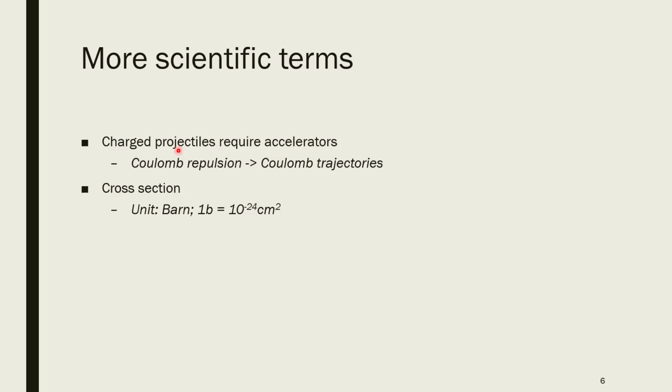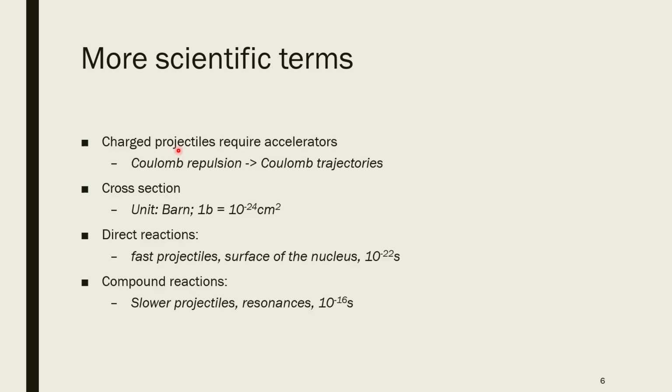Also, depending on the energy of the incoming projectile, we differentiate between direct nuclear reactions, which mostly involve fast projectiles and can happen on the surface of the nucleus. It's like skipping a stone over the surface of water. And these nuclear reactions occur very fast, in the order of 10 to the power of minus 22 seconds.